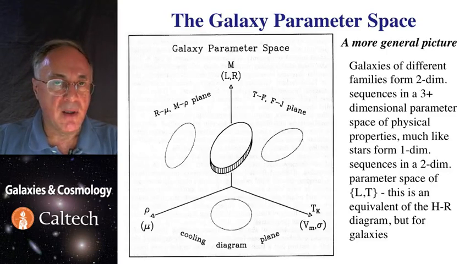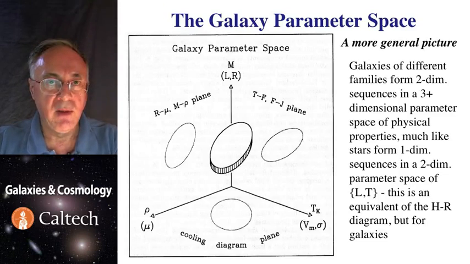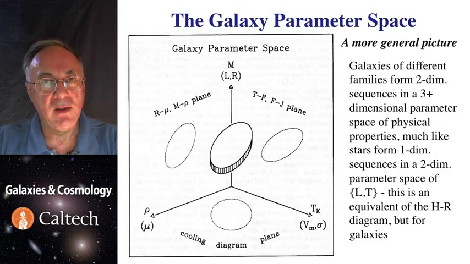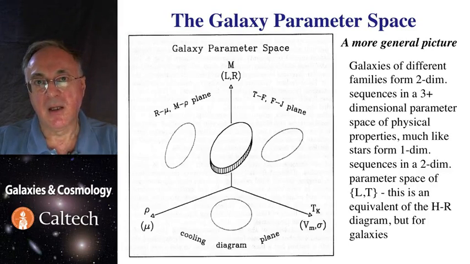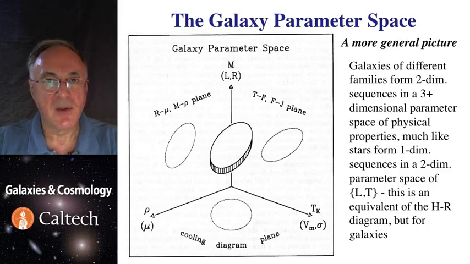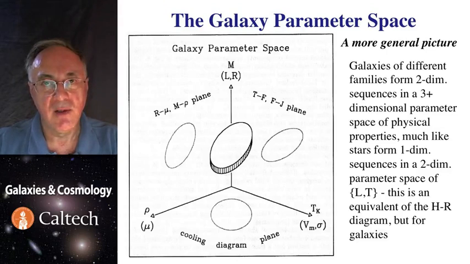This is by analogy with stars and the HR diagram, which is a parameter space of stellar luminosity and stellar temperature. And there, stars of different families form linear sequences in that space, whether it's the main sequence, giant branch, horizontal branch, and so on. So here we have for galaxies two-dimensional sequences in a three-dimensional parameter space. So this is just like an HR diagram for galaxies. And like we used the HR diagram to understand and probe stellar structure and evolution, we can do the same for galaxies in this galaxy parameter space.